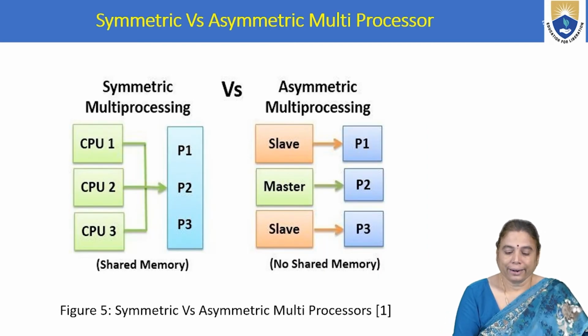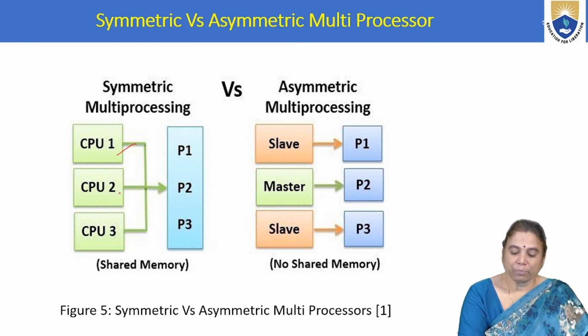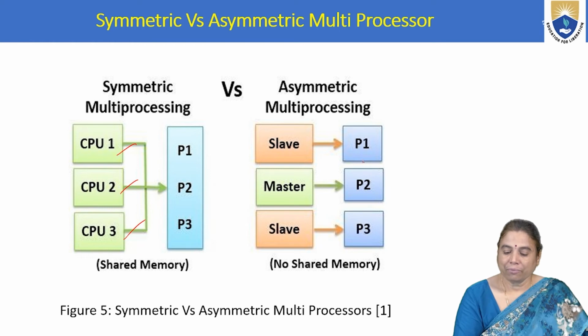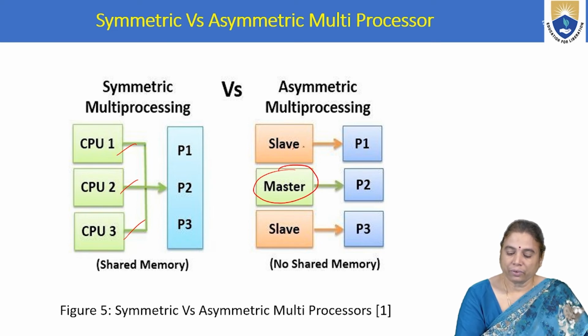So these are the comparison factors between symmetric and asymmetric multiprocessing systems. If you take the architecture of symmetric multiprocessing systems, here CPU 1, CPU 2, CPU 3 share the memory, and the processes stored in the shared memory can be executed. So a peer-to-peer relationship exists between the processors. But in asymmetric multiprocessing, one processor acts as master and the other processors are slaves. Here there is no shared memory. They communicate with the help of the message passing technique.